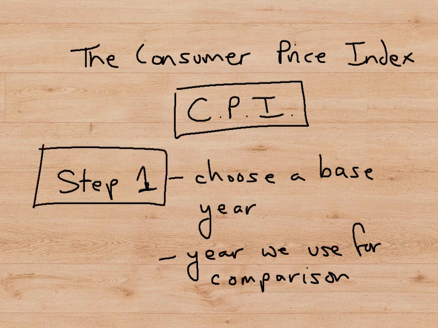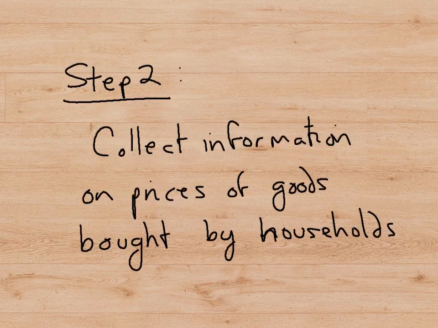The first step is to choose a year that we are going to use as our so-called base year. That is our year for comparison with other years. So this is the year that we're going to use as our sort of starting point in order to consider how prices rise from this year or compared to what they were in this year. And this is called our base year.